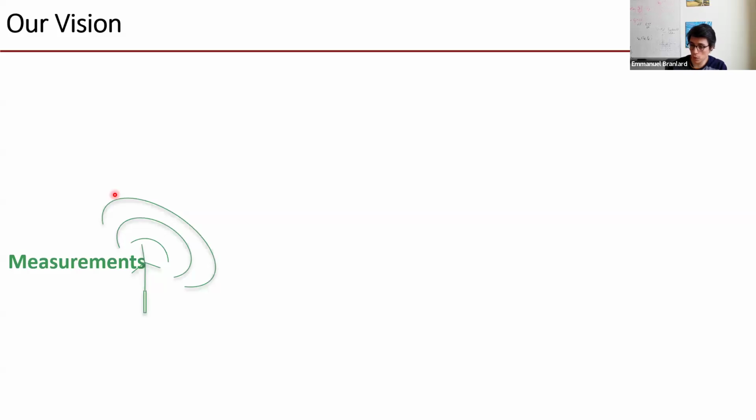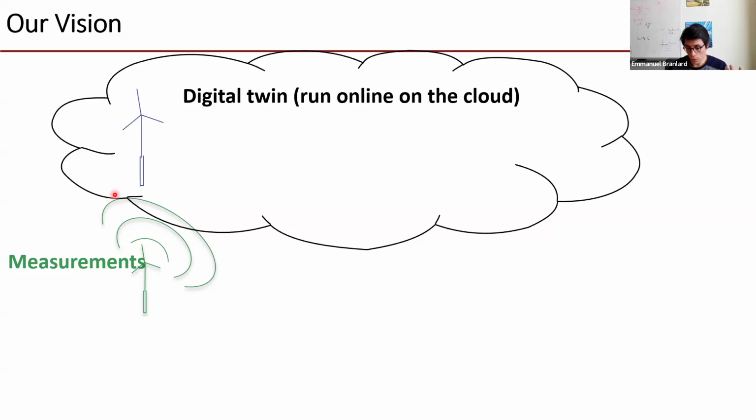Another sketch of the vision is we have those measurements. We want to process them in what we call a digital twin, which is software that runs in the cloud.